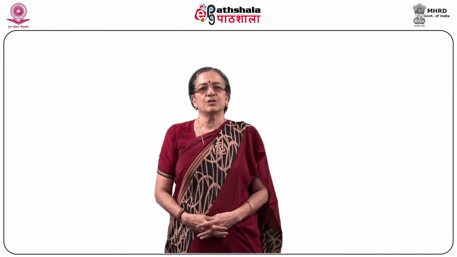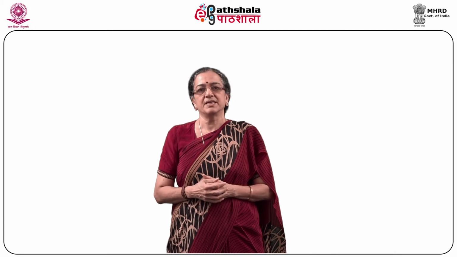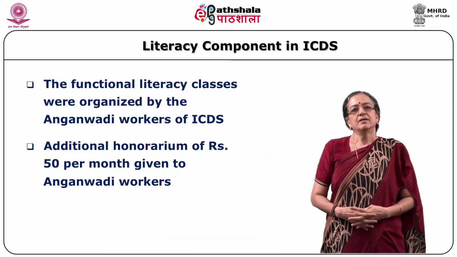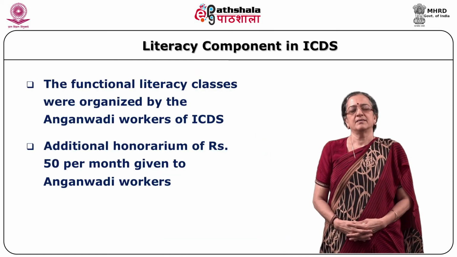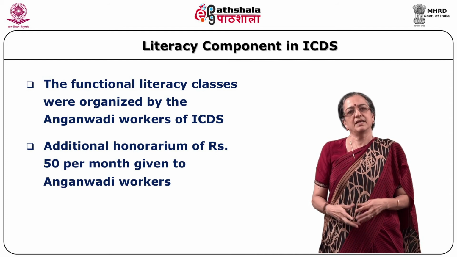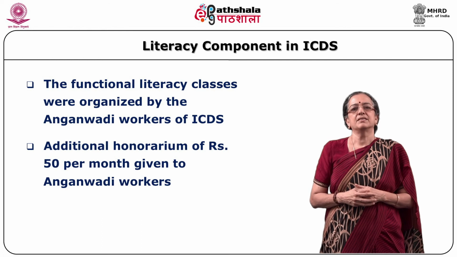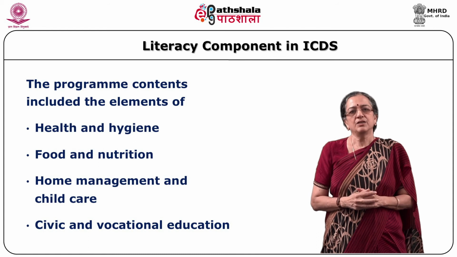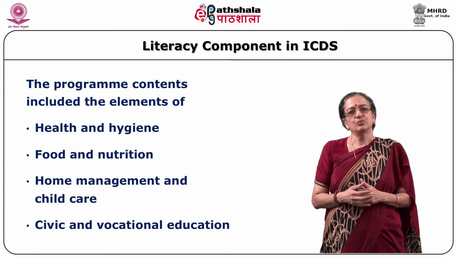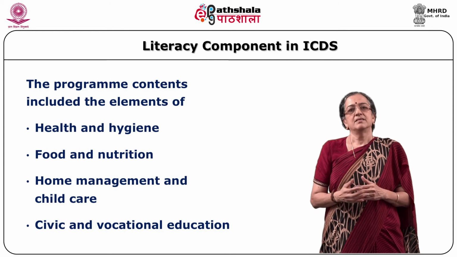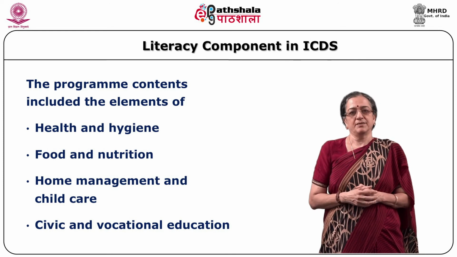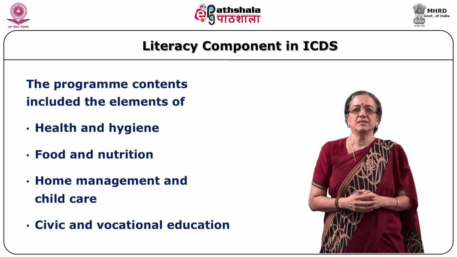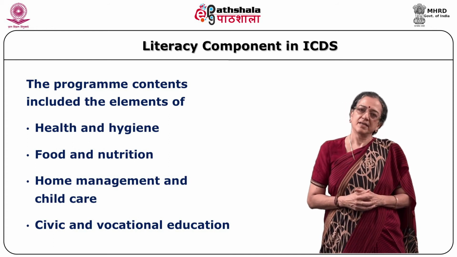Adult literacy was added as a component to this program so that the women beneficiaries would become literate, and it would help in attainment of the objectives stated earlier. Functional literacy classes were organized by the Anganwadi workers in the ICDS project, and the Anganwadi workers were paid a sum of 50 rupees for this work. The content of literacy included health and hygiene, food and nutrition, child care, civic responsibilities, and so on. This helped them to become better mothers and take care of their children in a better manner.